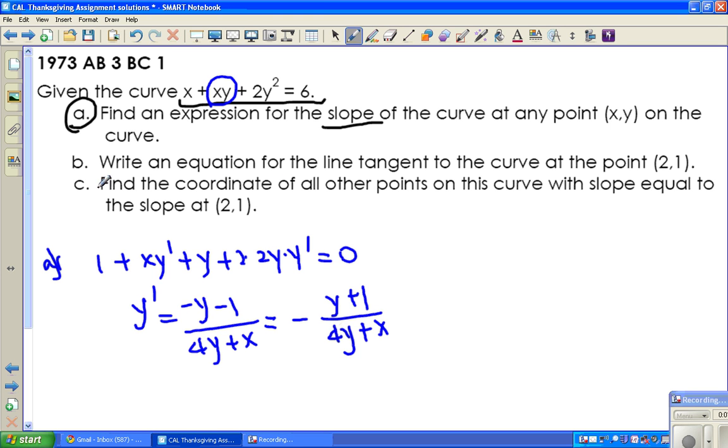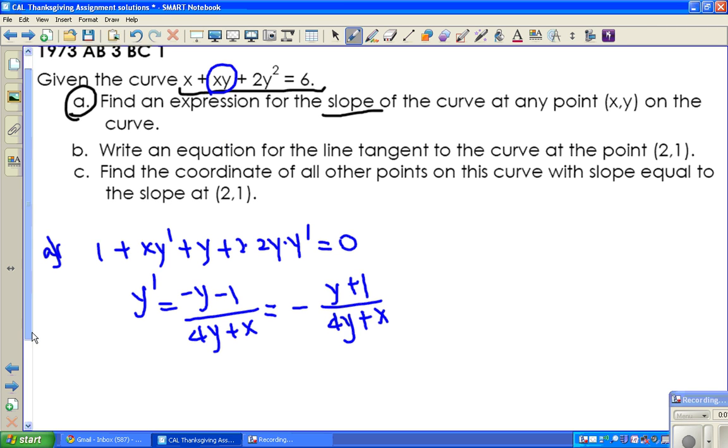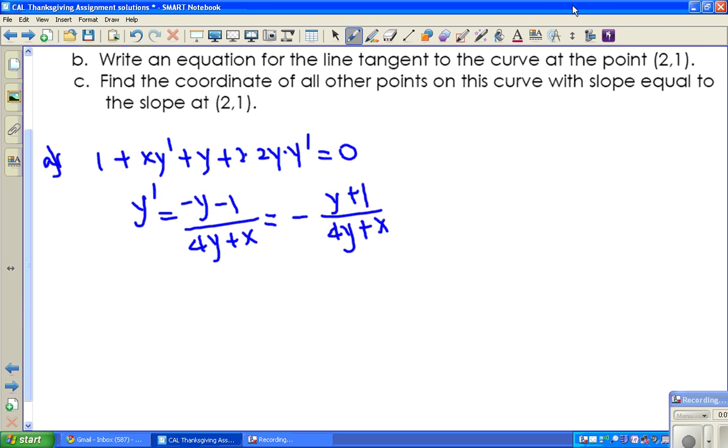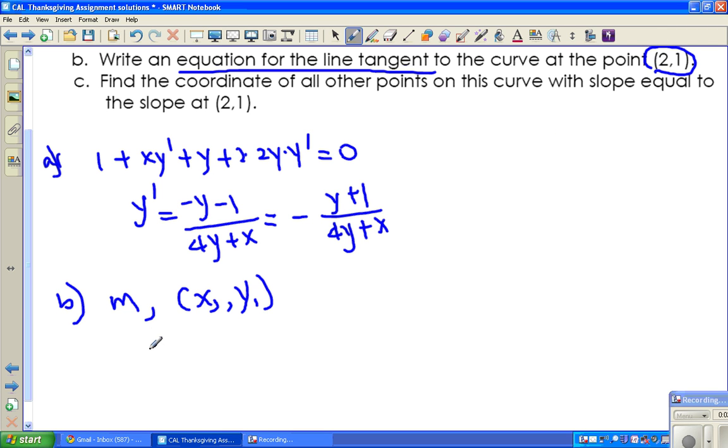Now, the second part is to write an equation of a line which is tangent to the curve at this particular point. In order for you to get the equation of the tangent line, we will need 3 pieces of information. We'll need the slope and the x and y coordinates. For those two values, we already know them, which is 2, 1. We just need to find out the slope.